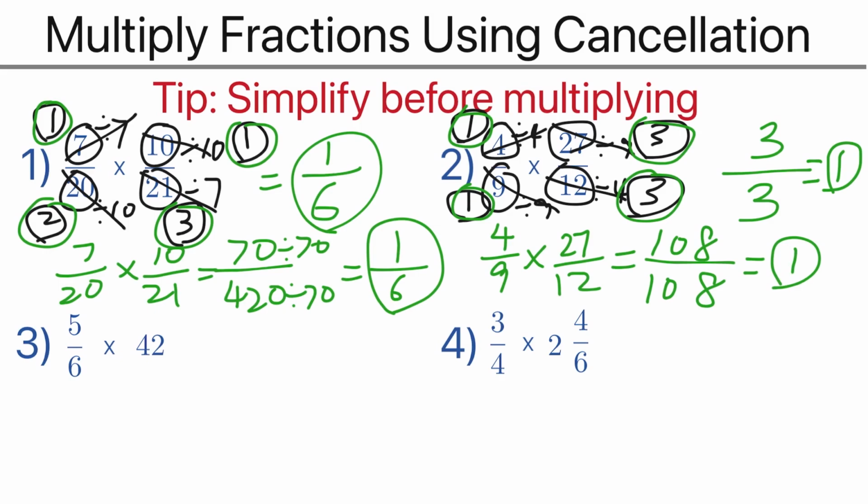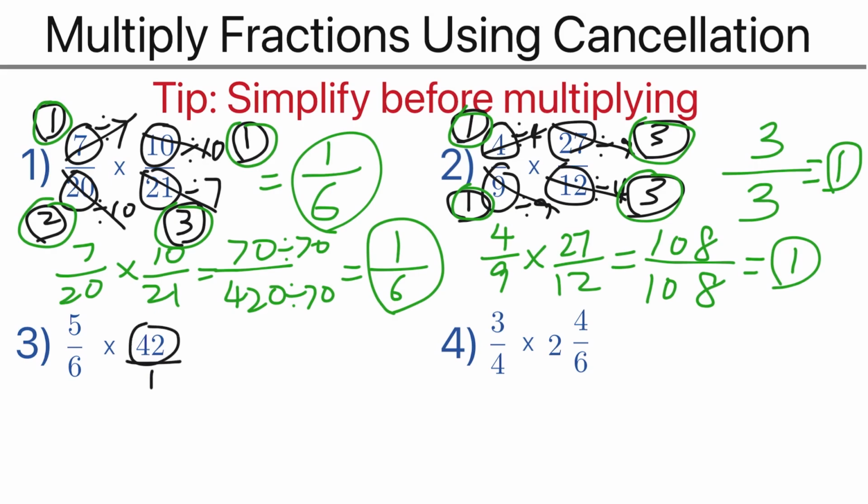Now for the third example, we have 5 over 6. And in this example, we are multiplying by a whole number of 42. The method will remain the same, but the first thing we want to do is change the whole number to a fraction by converting 42 to 42 over 1, like so. And now we can go ahead and simplify as before.